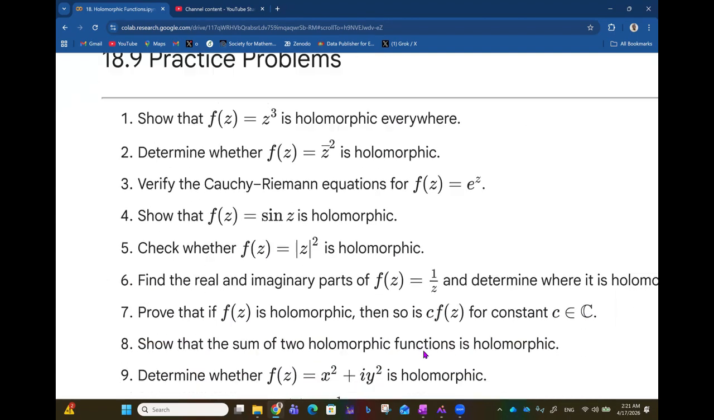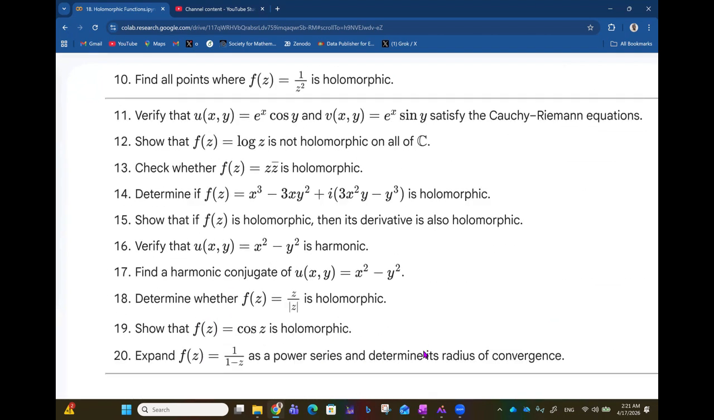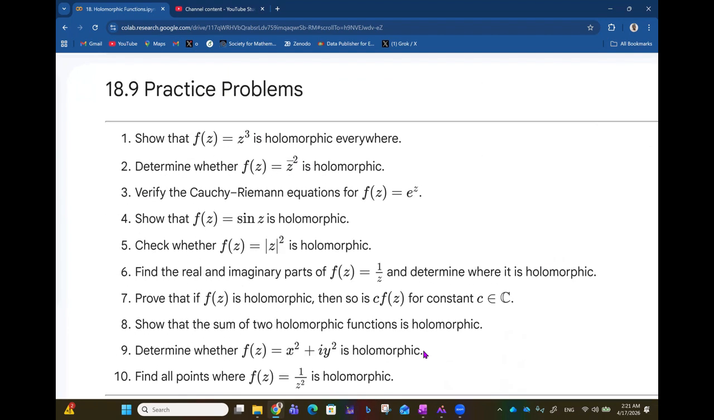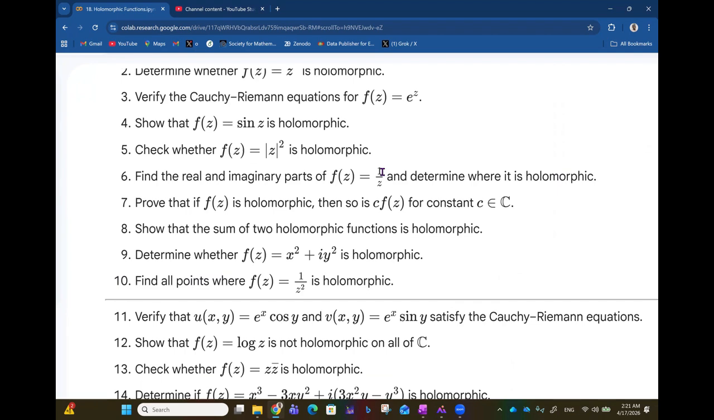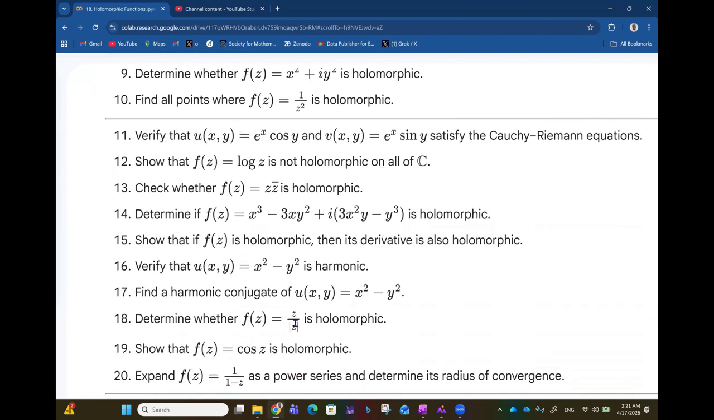And we have some practice problems. As usual, I like to solve two of them. You have questions 1 to 10, and questions 11 to 20. For questions 1 to 10, I'll take number 2. We want to determine whether f of z equals z bar squared is holomorphic. And then we answer question 18, which wants to determine whether f of z equals z over the absolute value of z is holomorphic. So let's go on and do that.